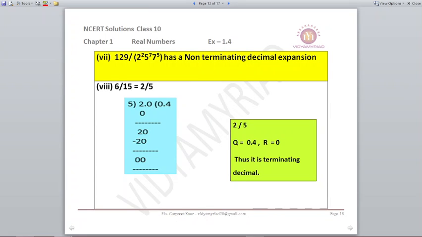129 upon 2 raised to power 2, 5 raised to power 7 and 7 raised to power 5. We know it is non-terminating as it is including 7 in the denominator, which should not be there.